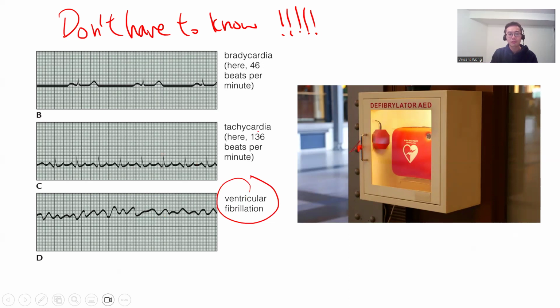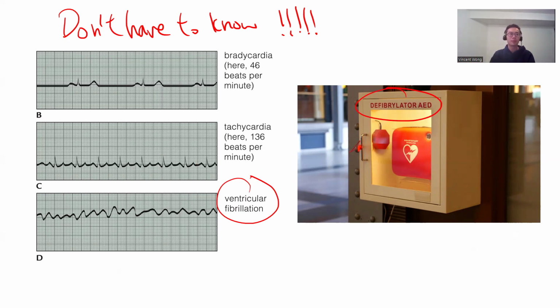And then over here, this is the worst kind. This is ventricular fibrillation. Your ventricle's not even squeezing. They are going into spasm and it's not delivering blood. The person's going to die soon. So to save someone who is having ventricular fibrillation, you need to have the defibrillator.